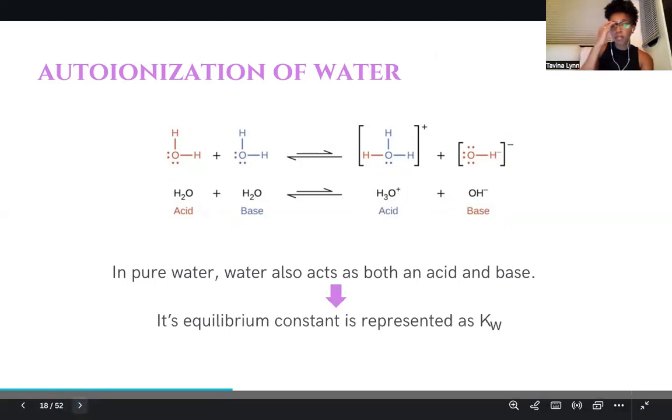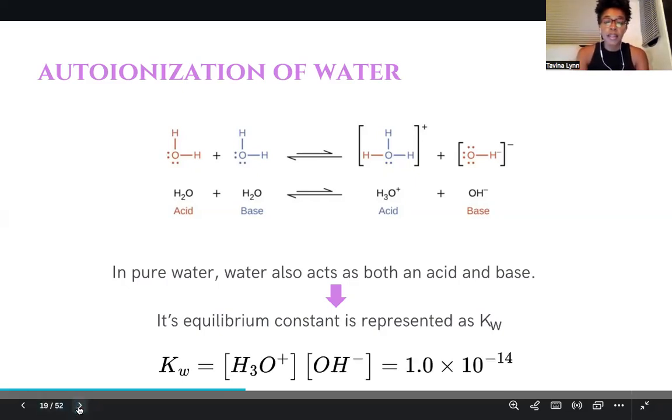This kind of reaction, where water is interacting with itself, behaving as both an acid and a base, is called autoionization of water. Auto being self. Its equilibrium constant is represented as K sub W, W for water.